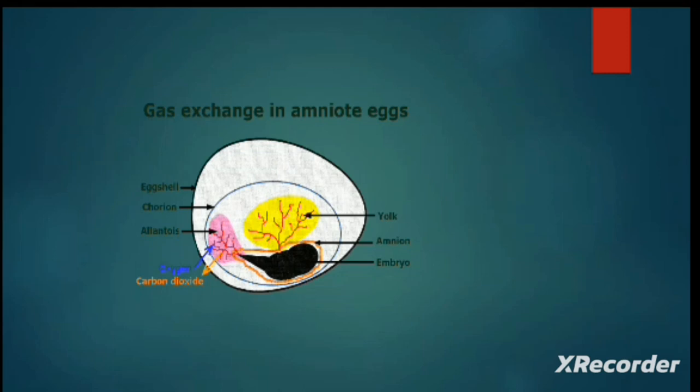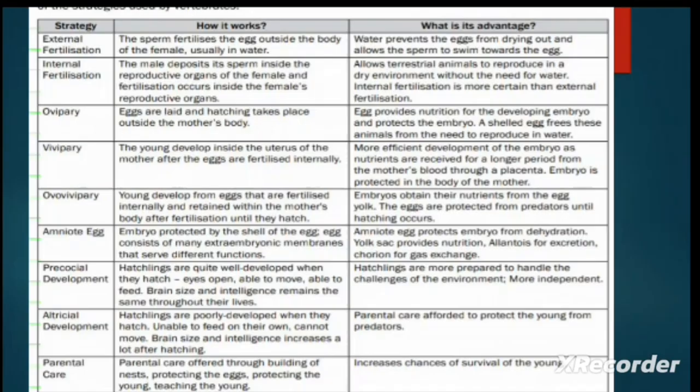for the amniotic egg. So now let's look at another strategy. We're looking at precocial development. Hatchlings are quite well developed, and when they hatch, the eyes are open, they are able to move, and able to feed. Brain size and intelligence remain the same throughout their lives. So in altricial development, hatchlings are poorly developed. When they hatch, they are unable to feed on their own and they cannot move. The brain size and intelligence increase after hatching, right?